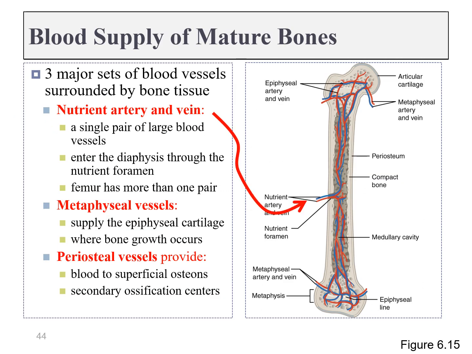Now these blood vessels remain after the bone tissue is done growing. The one in the diaphysis we call the nutrient artery and vein, and the ones on the ends we call the metaphyseal vessels.